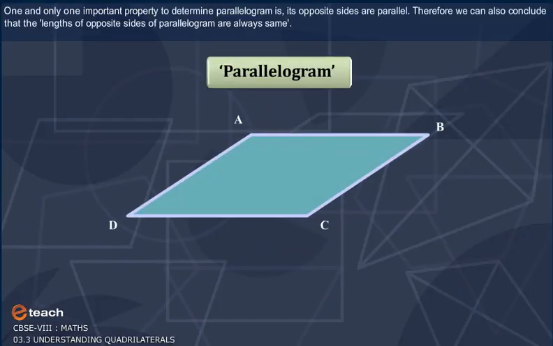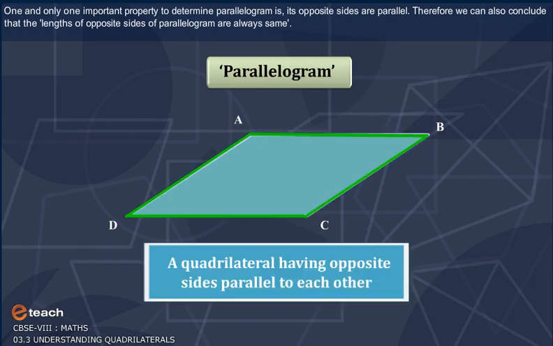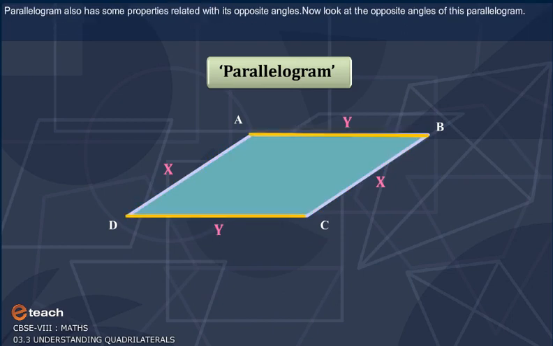Parallelogram. One and only one important property determines a parallelogram: its opposite sides are parallel. Therefore, we can also conclude that the lengths of opposite sides of a parallelogram are always the same. A parallelogram also has some properties related to its opposite angles.